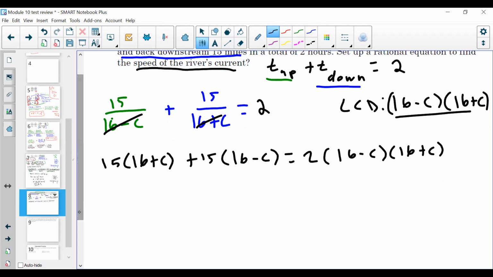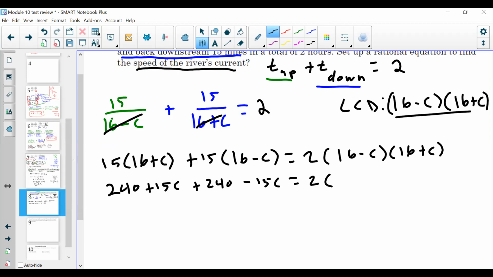And we're just going to solve this out. 15 times 16, I have no clue what that is, figure it out. 15 times 16, that is 240. So I have 240 plus 15c plus another 240 minus 15c. That's going to equal 2 multiplied by 16 minus c times 16 plus c.